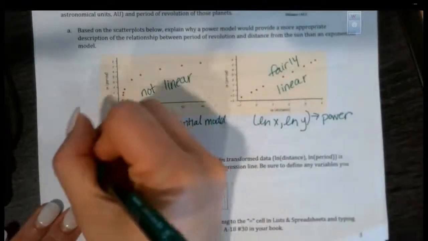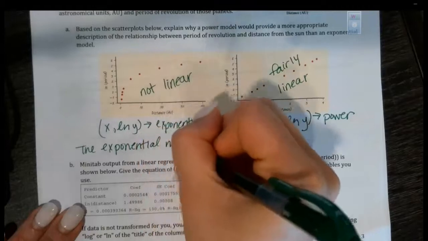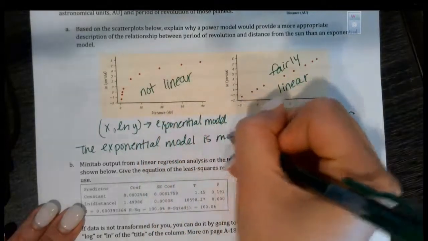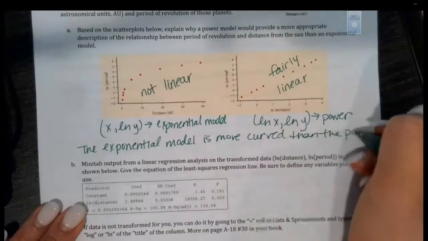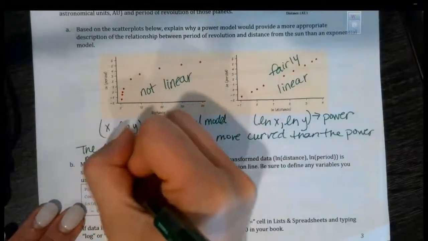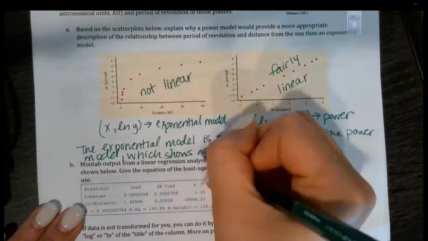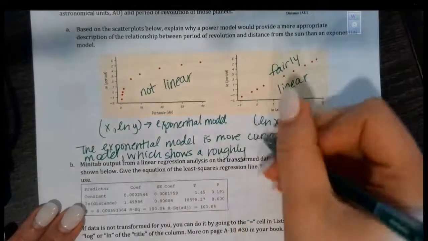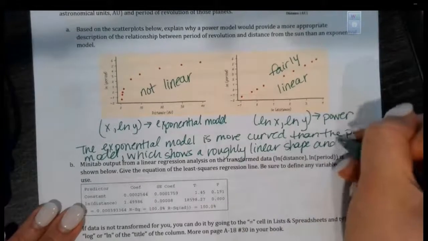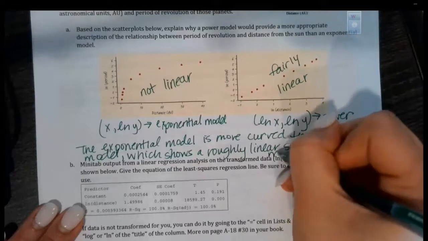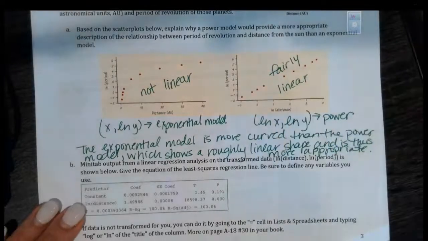Okay? The exponential model is more curved than the power model, which shows a roughly linear shape and is thus more appropriate. So we want to use our power model here.